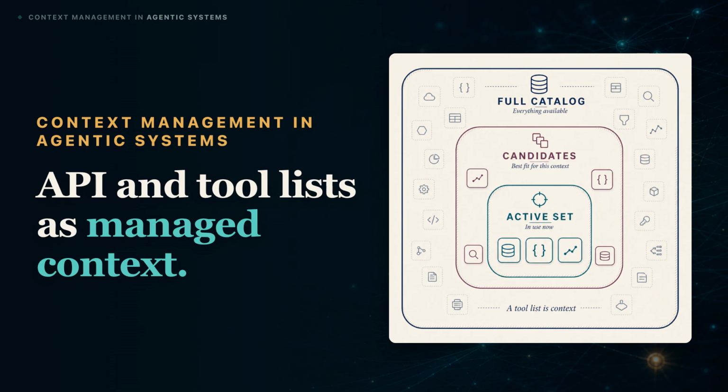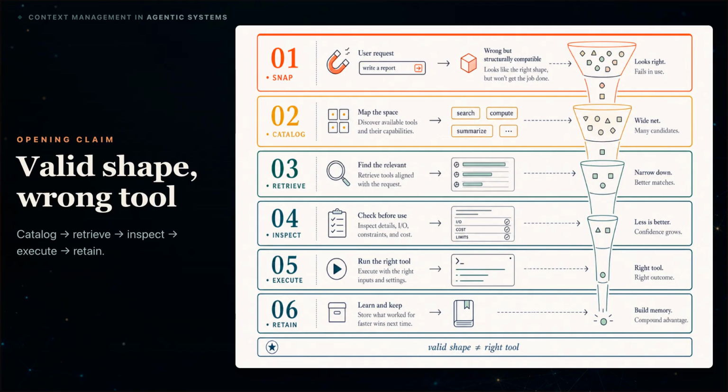API, and tool lists as managed context. A model can choose a completely irrelevant tool because its parameters look compatible with the request. The argument shape fits, but the action is wrong. With hundreds of capabilities, that is a context design failure before it becomes an execution failure.